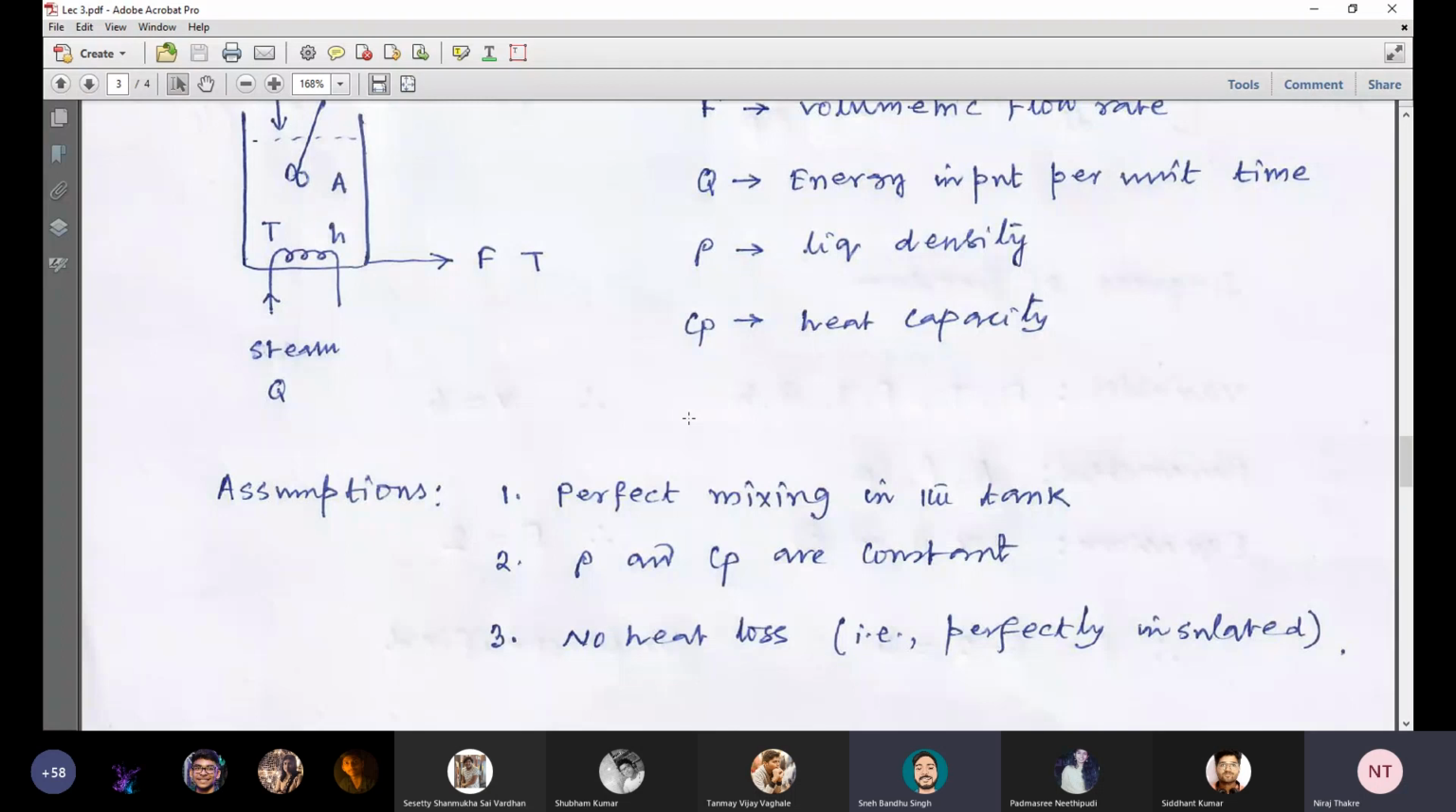What is the mathematical expression? M dot into latent heat of vaporization. Correct. M into lambda. Fine. What's your roll number? 19CH30024. Good. Yes, this is correct. So M into lambda.